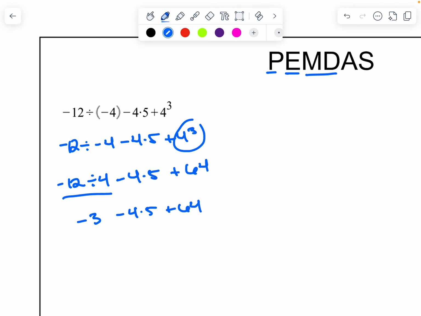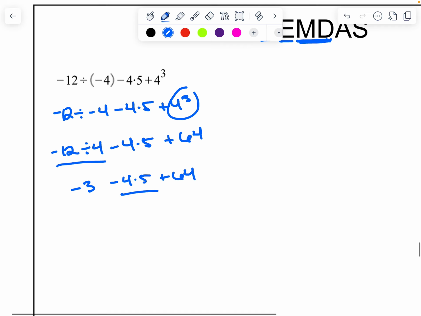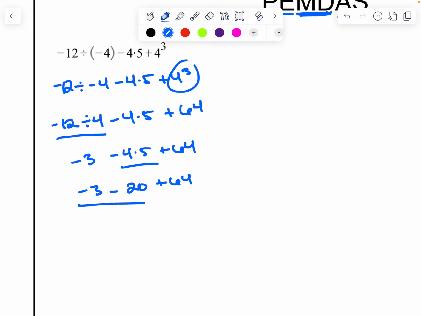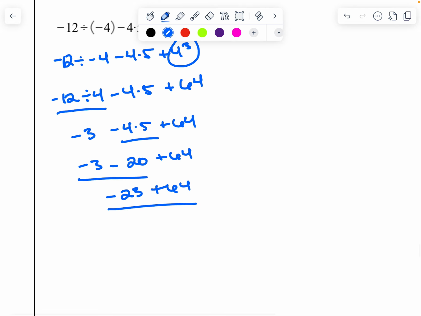We're going to stay on any step until we do everything, right? So we're still looking for multiplication division as long as it's there. There's some multiplication. So negative 3 minus 20. There's no more multiplication and division, so we can move on to the last step, which is AS, addition, subtraction. Again, left to right. So here's our first addition or subtraction. Negative 3 minus 20 is negative 23. And here's some more addition, subtraction. That adds to positive 41.